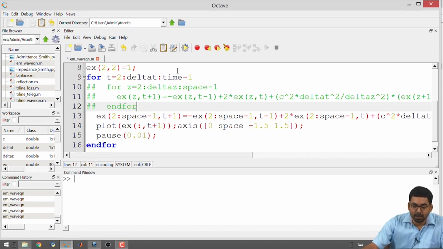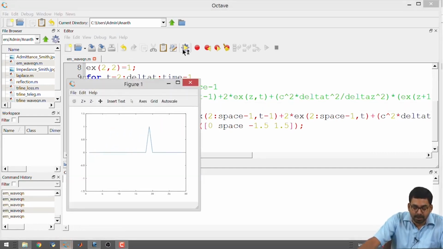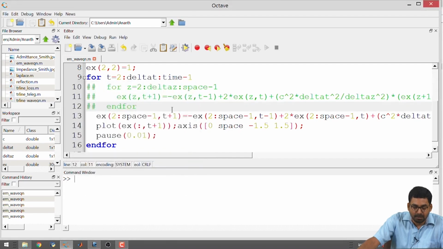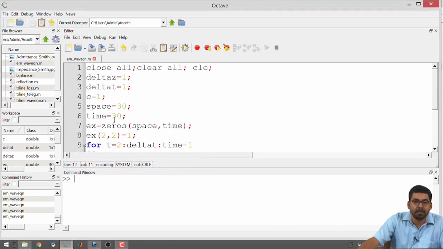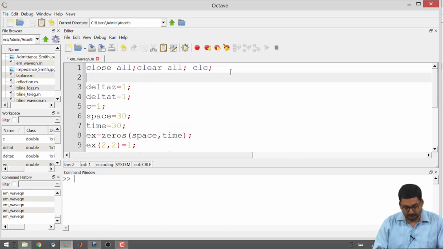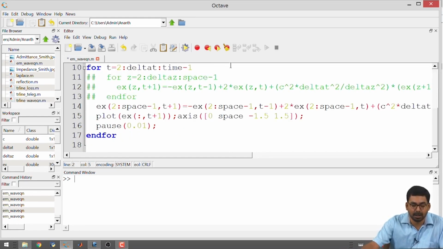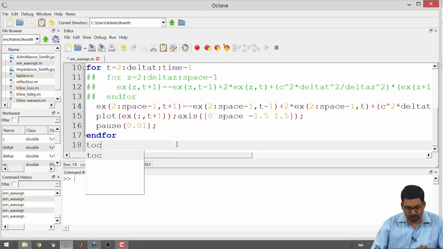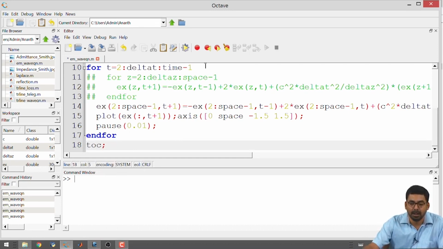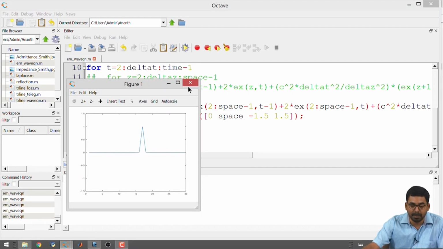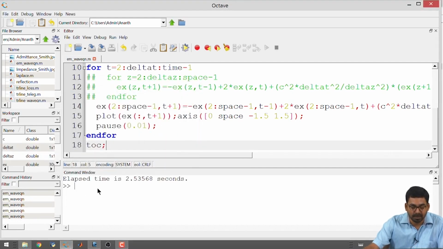And we can run this program and you will notice some result. For small sizes of space and time, you may not notice a significant difference. So I will just go ahead and introduce a command called tic, which allows me to start a clock. Tic will allow you to start a clock, and at the end of the program I will do what is known as toc. So it is tic toc. At the beginning it will start the clock, at the end it will stop the clock and display the amount of time it has taken. So elapsed time is 2.53568 seconds, what it shows over here.